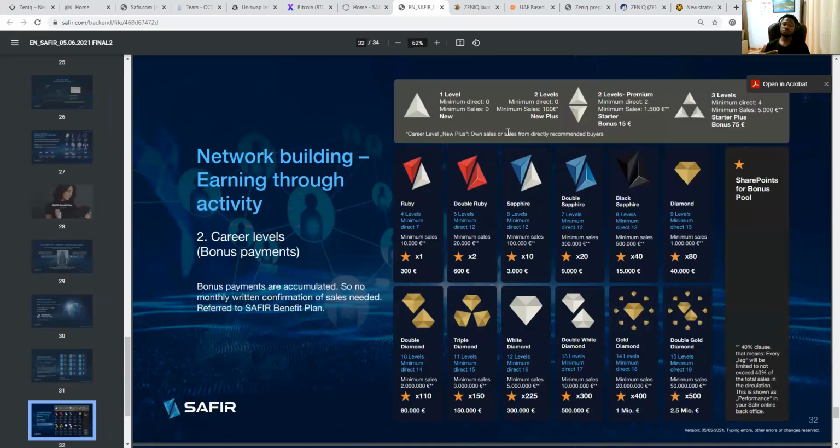Now, when you come to the career bonus, it is level 1, 2, 3, all the way to level 15 with respect to the unilevel. Each level you hit gives you a bonus considered to be the career bonus. Level 2 gives you 15 euros for free. Level 3 gives you 75 euros for free. Level 4, which is Ruby, gives you 300 euros for free. Once you hit that level, it becomes automated and comes to your account directly.